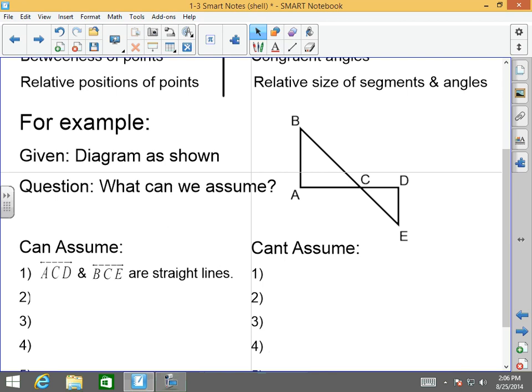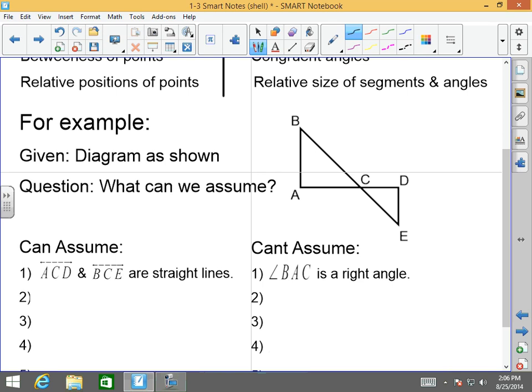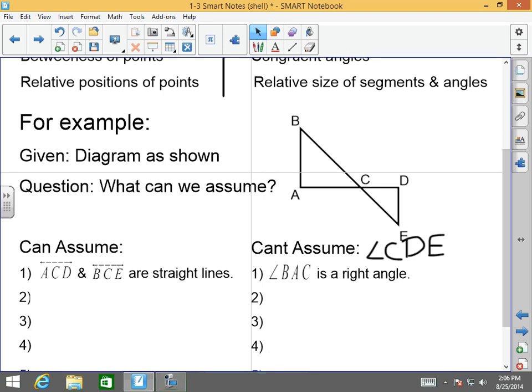Very good. Yes, sir. Next, go for it. You cannot assume that BAC is a right angle. And actually, thinking on that logic, you also cannot assume that CDE is. So you can't assume that CDE or BAC are right angles. You just can't assume that. Excellent. All right, what else can we assume, do you think?